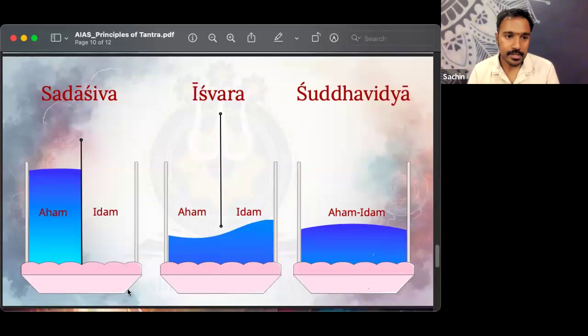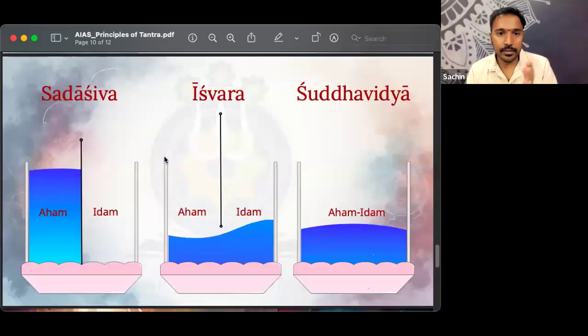I consciousness is high in Sadashiva. So this is a container. You imagine this as a container. We have a split, a separation here, so that it's been split into two. This side is Aham, which is I consciousness. This side is Idam, that consciousness. So Sadashiva is the first stage where I consciousness is superior.